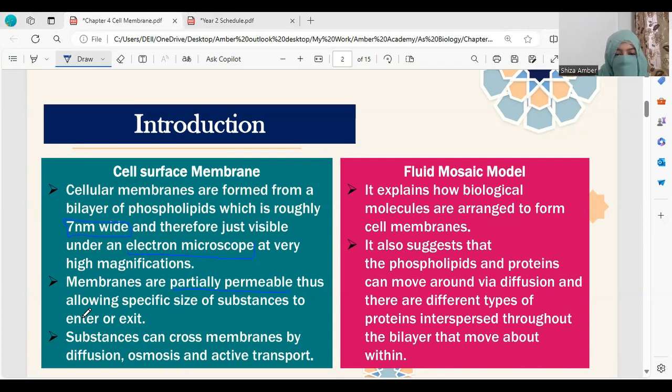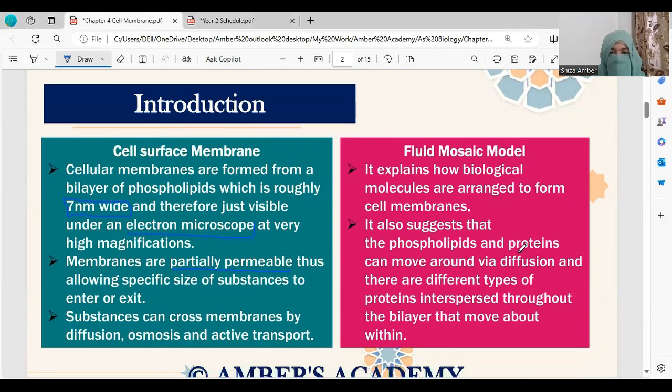Now moving towards the structure of cell surface membrane, which is the most important part of your papers: the fluid mosaic model. This is a very easy model to understand. It will not give you a very tough time. Cell surface membrane is made on this fluid mosaic model, and your papers are going to ask you a 4-mark question on fluid mosaic. So we need to learn how to answer this question well in order to get 4 out of 4. The fluid mosaic model says that there are a few biological molecules, meaning carbohydrates, proteins, and lipids, and how these biological molecules are arranged in a certain manner to form cell membranes.